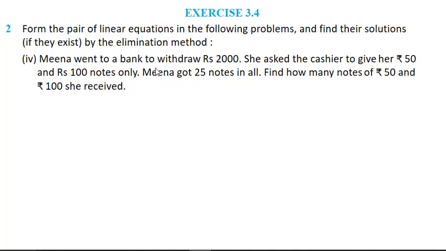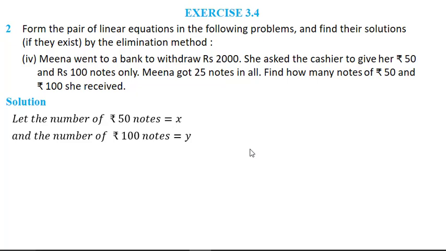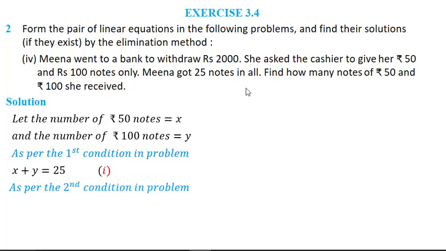So here Meena withdraws a total of 2000. She withdraws this amount in the form of rupee 50 notes or rupee 100 notes. The total number of notes is 25. We don't know how many notes are of rupees 50 and how many are rupees 100. So we will assume that the number of notes of rupees 50 be x and the number of rupee 100 notes be y. By the first condition we have x plus y is equal to 25, as the total number of notes is 25. Now as per the second condition, we have 50x plus 100y equal to 2000.